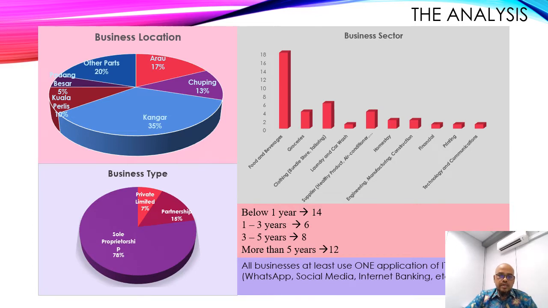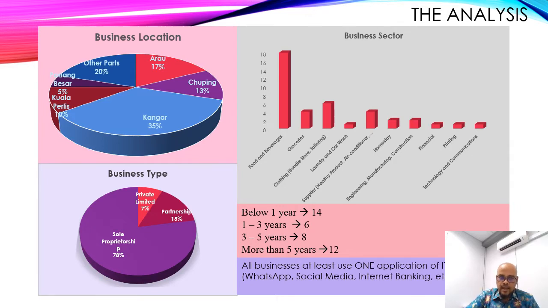In general, out of all the responses received, we can see 35% of responses coming from the SMEs located at Kangar, which is the most urban area within the state of Perlis, followed by Arau, which is 17%. Arau itself is the second biggest town in Perlis. And with the other parts, Kuala Perlis 19%, Padang Besar 5%, Chuping 30%.